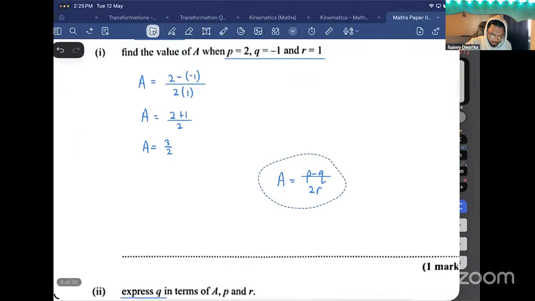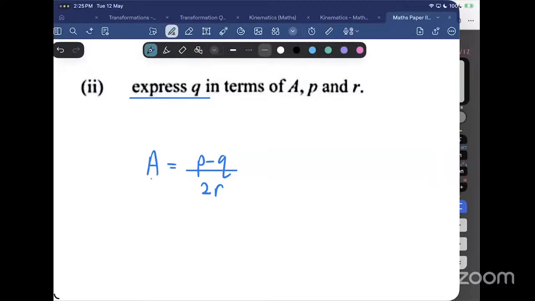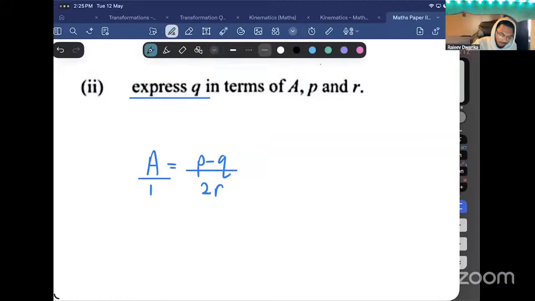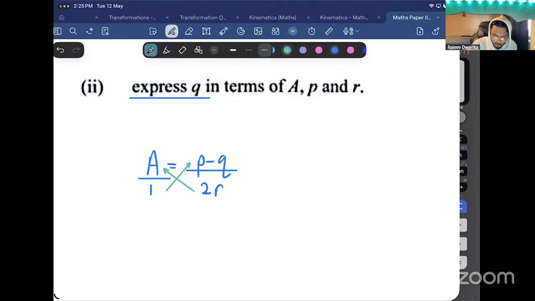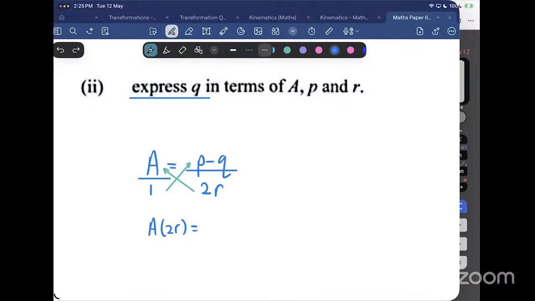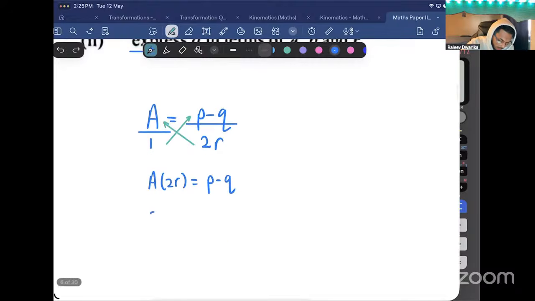We're trying to make Q the subject. Although we like working with fractions, no. I could write this as A over 1. And then I could do what? Cross multiply. And so it's going to be A by 2R, and what is 1 by P minus Q? 1 by anything is itself. So that'll just be P minus Q. And so that's going to be 2AR is equal to P minus Q.